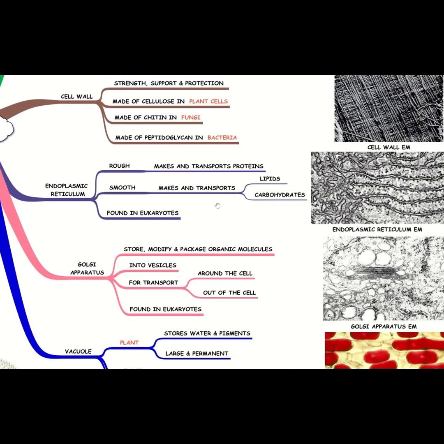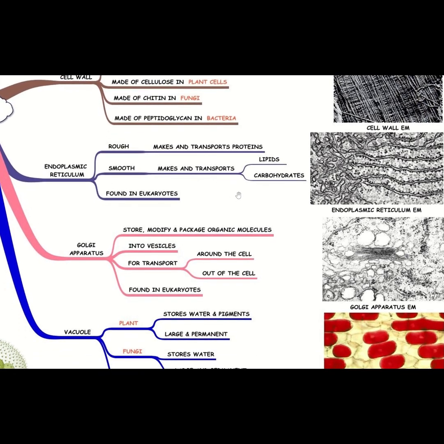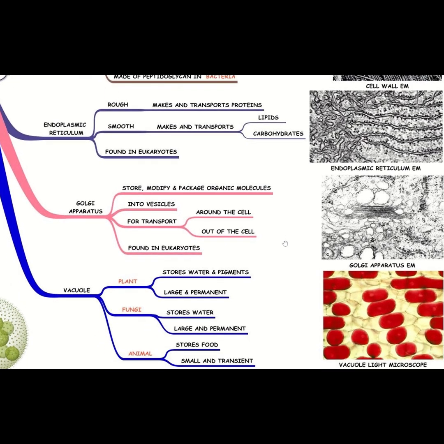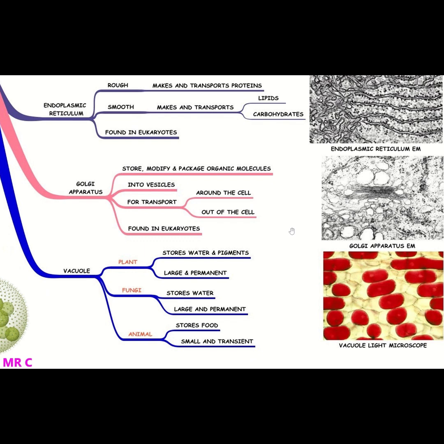Then we get to the endoplasmic reticulum. The endoplasmic reticula, which is plural, can be one of two sorts. It can be rough, which means it's dotted with ribosomes and makes and transports proteins, or it can be smooth, where it makes and transports both lipids and carbohydrates. And endoplasmic reticula are only found in eukaryotes. Then we get to the Golgi apparatus. The Golgi apparatus is also attached to the end of the endoplasmic reticula because it stores, modifies, and packages organic molecules into vesicles for transport around the cell and out of the cell, and it's only found in eukaryotic cells.